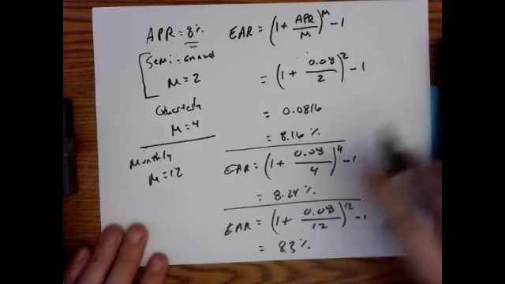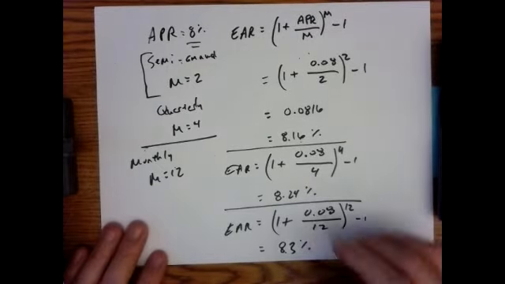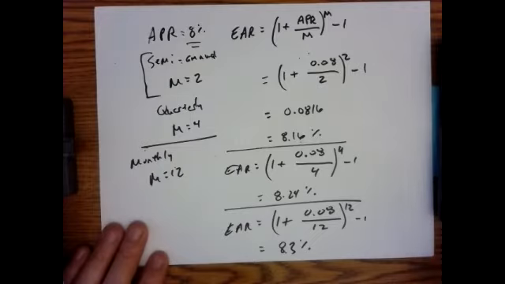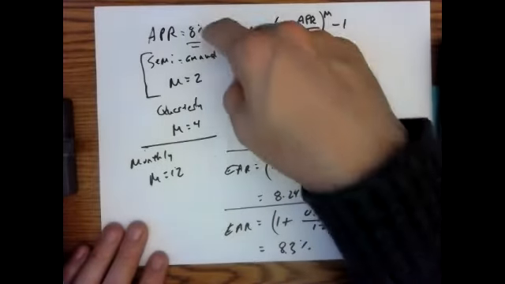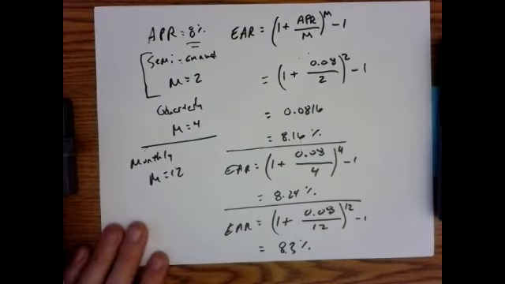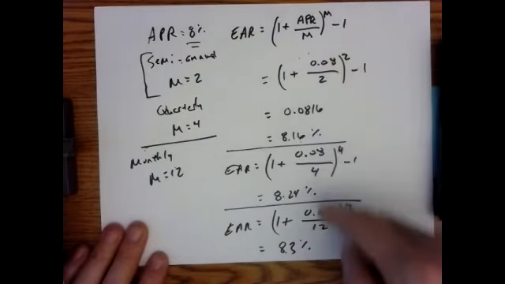That was a little bonus, because the problem only asked for semi-annual and quarterly, but it's useful to realize that as you increase from 1 to 2 to 4 to 12 compounding periods per year, you will see a progressively higher EAR.